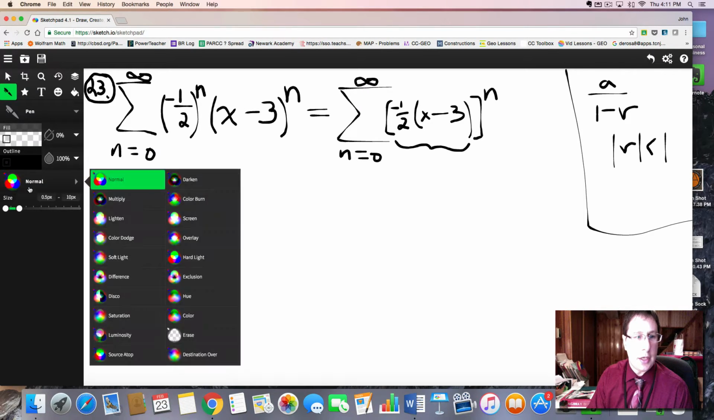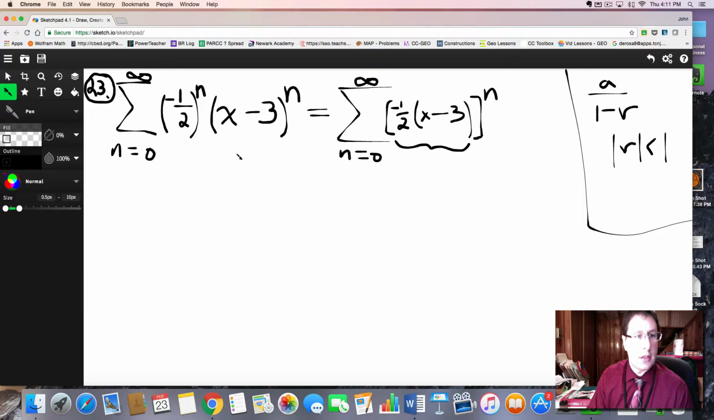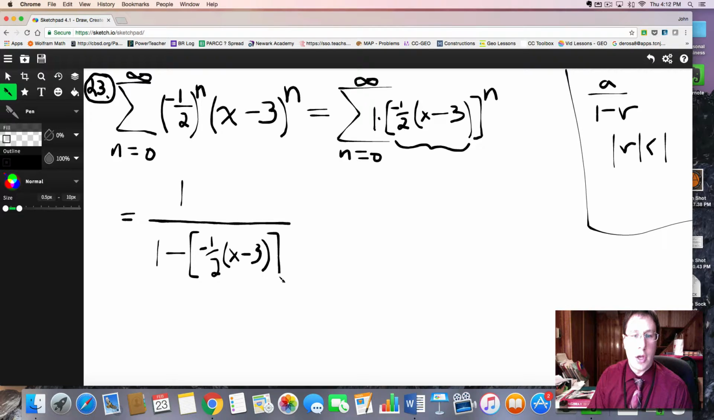And again, the constant on the outside would just be a 1. So this is going to converge to 1 over 1 minus the entire common ratio. What's the entire common ratio? Well, it's just a whole expression, this negative half x minus 3. That's what the series converges to. But that's actually not what they're asking in this problem. They don't want to say what does it converge to, but rather what is the interval of convergence.